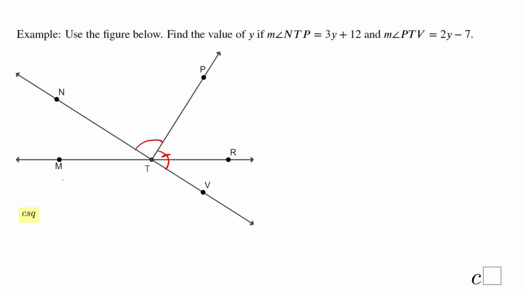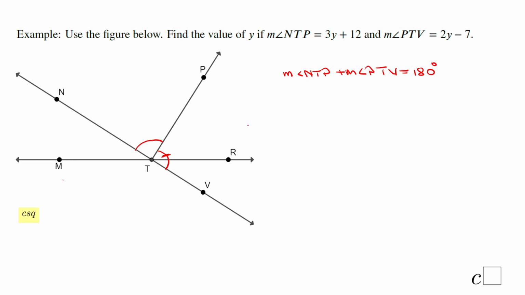But what can you say? Well, I can say that these two angles together form this line NV. They form a line, they are a linear pair. So that's my first thing I'm going to say here. The measure of angle NTP plus the measure of angle PTV equals 180 degrees. They form a line, therefore they are supplementary.